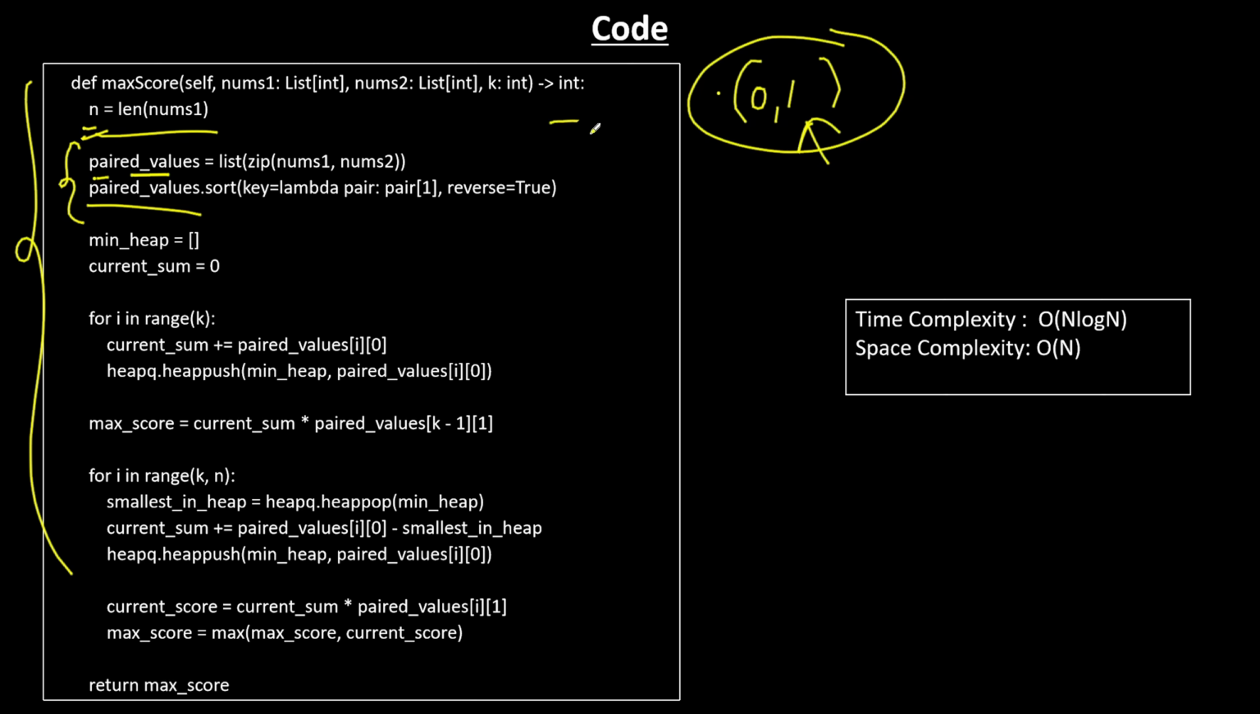Okay, I guess you understand this thing, right? After that, we have declared a min heap list and a current sum variable. Now for the first k elements, we take out its complete sum or the product of whatever the max score was. Okay, we do that by adding the sum.